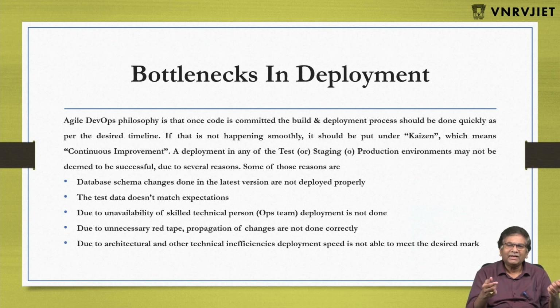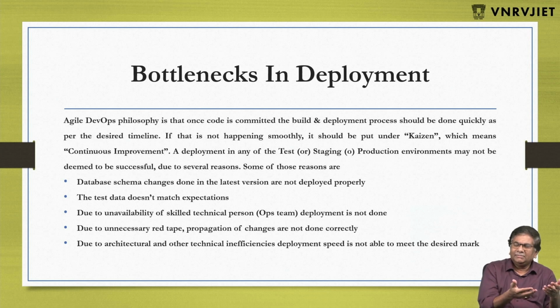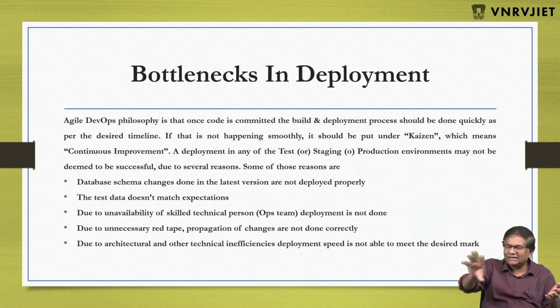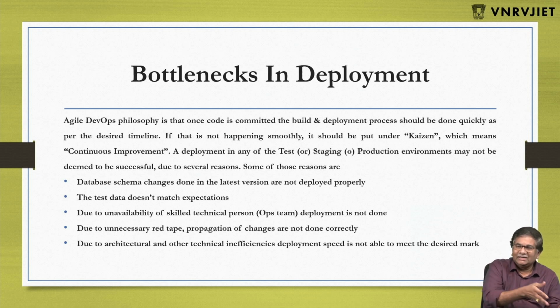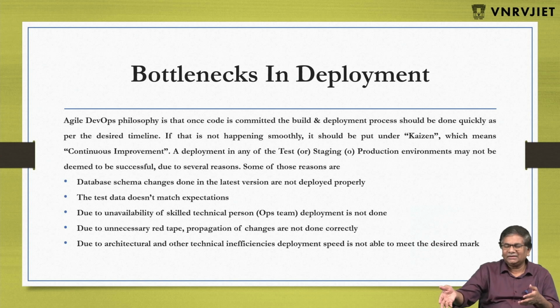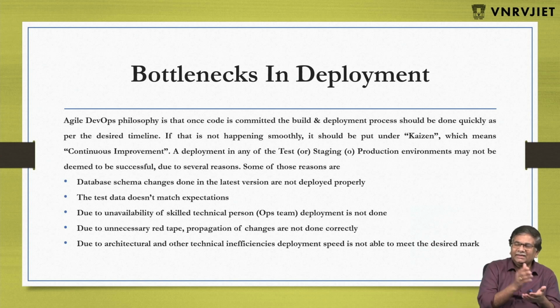One of the reasons could be that it's deployed, but database schema changes done in the latest versions are not deployed properly, or not deployed at all. For example, you added another column to a table, and you added the code for that. Now, as part of writing your database scripts, somehow the script didn't go to the production or staging or testing. Then when you run it, it will fail, right? You get exceptions. Even though on the dev machine it works, on the testing machine, the production machine, and staging it won't work, right? So then it's a problem.